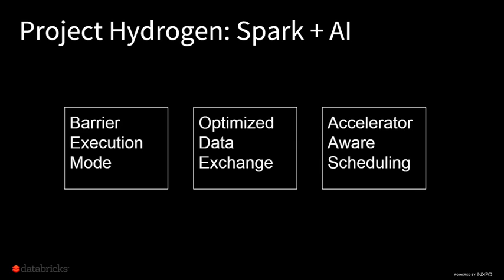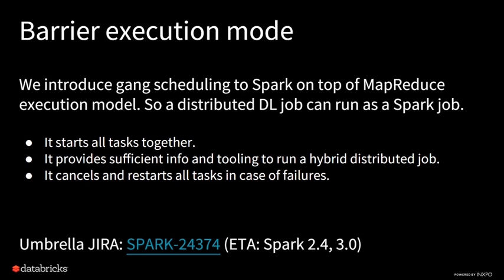In order to resolve those fundamental differences, we propose Project Hydrogen, and it contains 3 sub-projects. We call them Barrier Execution Mode, Optimized Data Exchange, and Accelerator Aware Job Scheduling. So let's first look at Barrier Execution Mode.